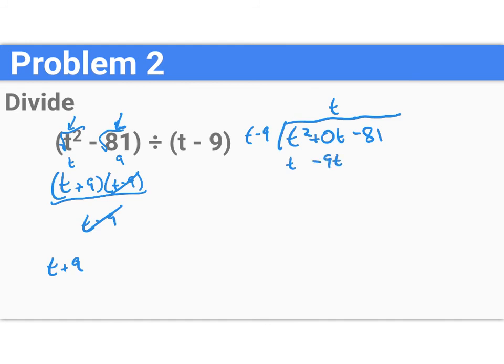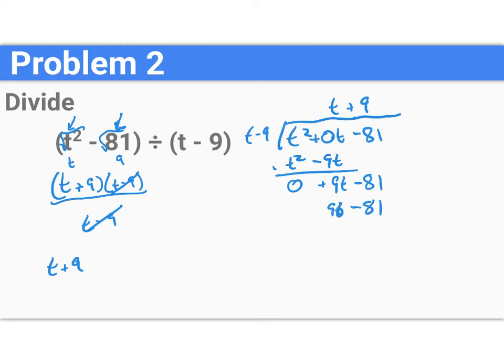t times t is t squared. And we have to make our leading terms go away. So t squared minus t squared is 0. 0 minus negative 9 is positive 9. So we get 9t minus 81. And then how do I make that? I make that plus 9. 9 times 9 is negative 81. 9 times t is 9t.